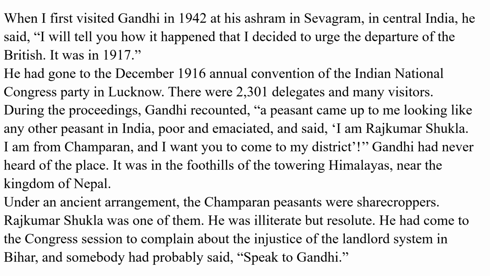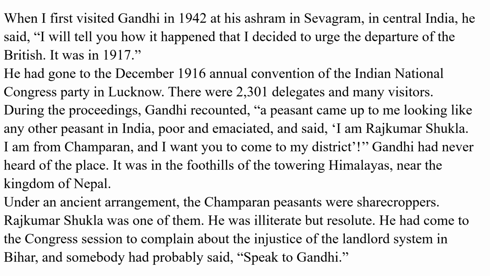Around 2,300 delegates and many visitors had come there. In that, a peasant, a farmer, a poor man came over. He introduced himself as Raj Kumar Shukla, and he said that he was from Champaran. Now Gandhiji accepts that he had never heard of that place. It was in the foothills of the Himalayas near the kingdom of Nepal. Now under some ancient arrangement, the Champaran peasants were sharecroppers.